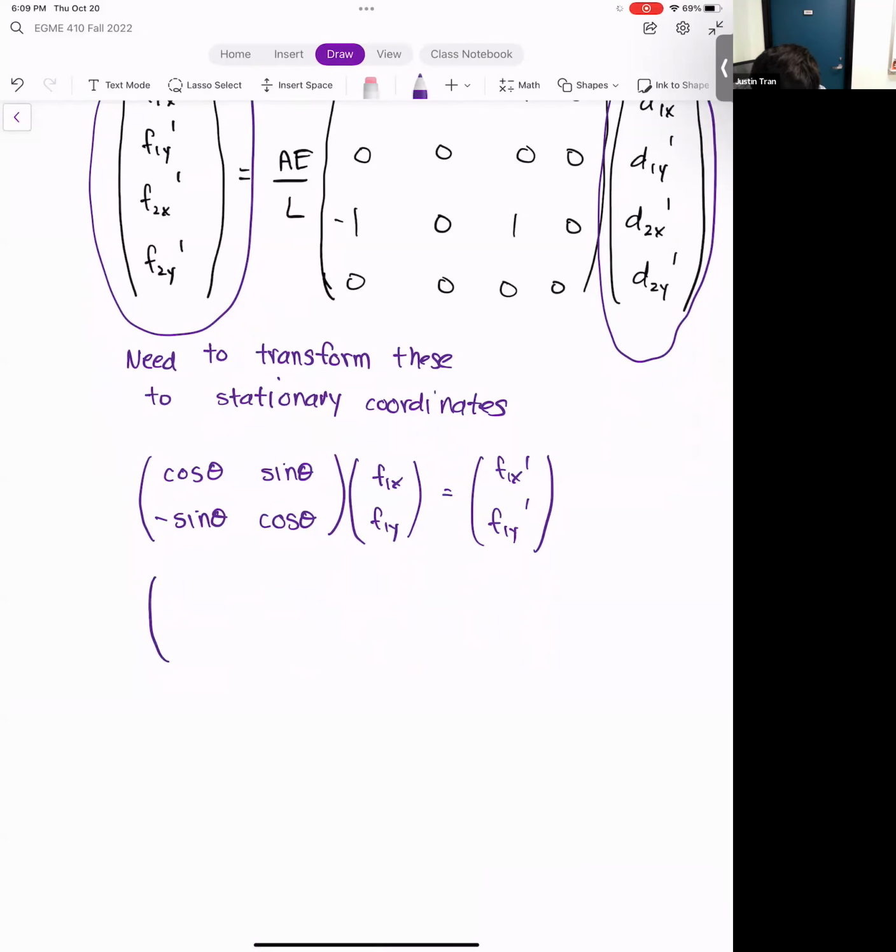In a similar way, let's form the same transformation matrix, but for node 2. I'm just going to start to use shorthand here because it gets to be a lot. Instead of cosine theta, I'm just going to write C, and instead of sine theta, I'm just going to write S. So our transformation matrix is C S minus S C. We do the same for node 2: C S minus S C times F2x, F2y is equal to F2x prime, F2y prime.